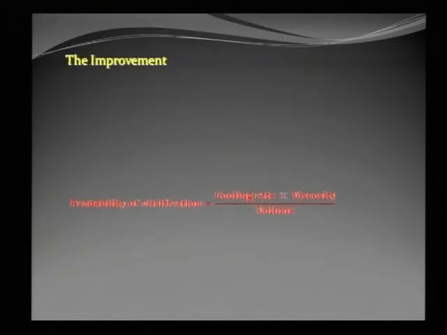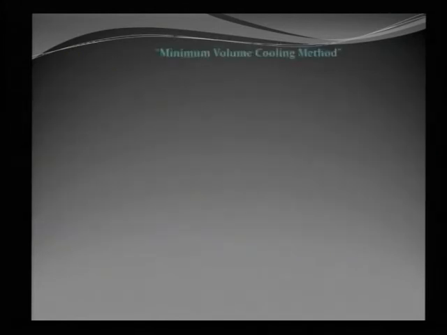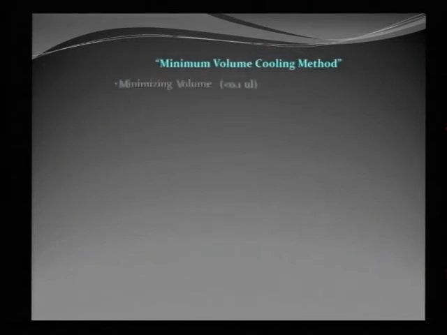So there's a strategy here. The probability of vitrification equals the cooling rate multiplied by viscosity divided by volume. If we obtain a higher cooling rate or higher viscosity, or minimize the volume, we can obtain a better status of vitrification. For that purpose, the minimum volume cooling method has been proposed. Minimum volume means smaller than 0.1 microliter.